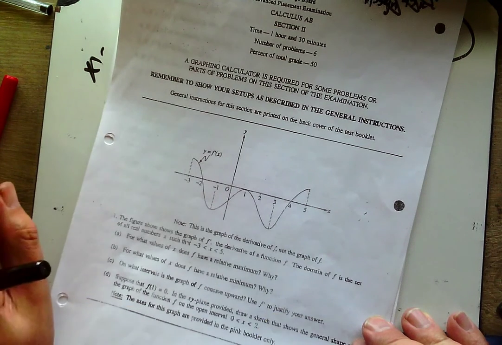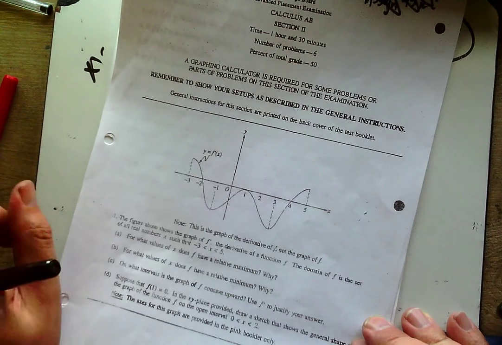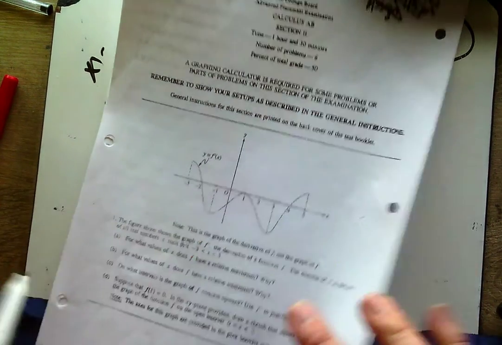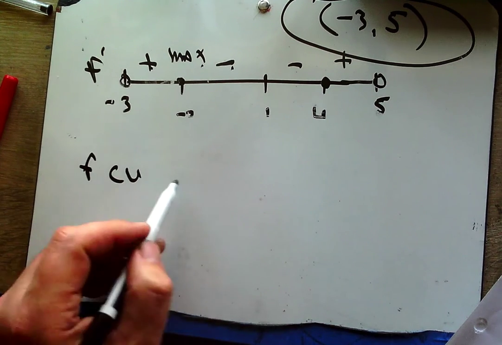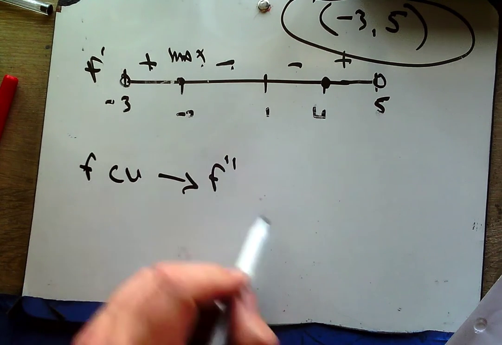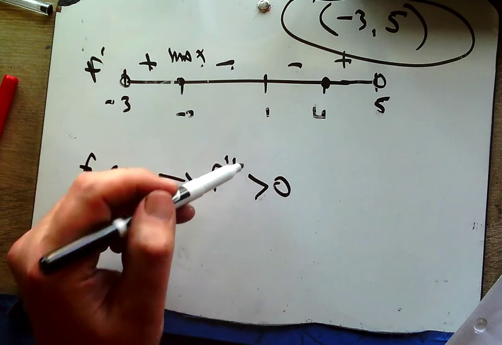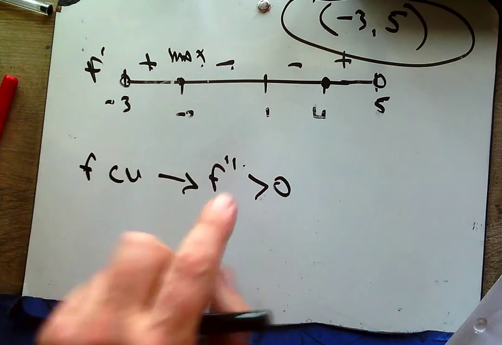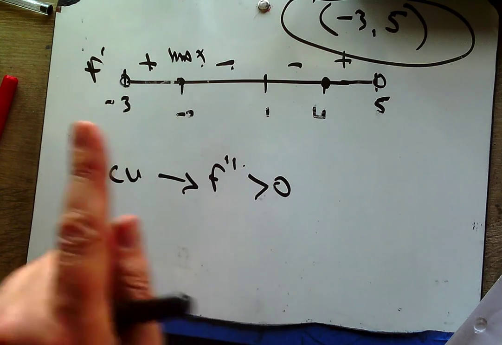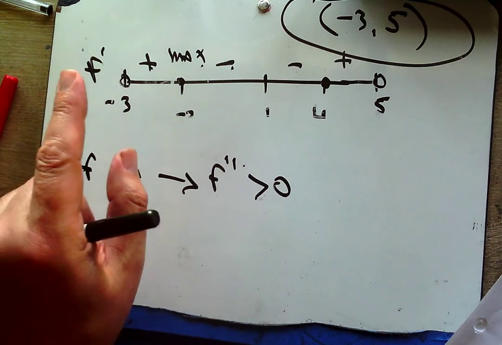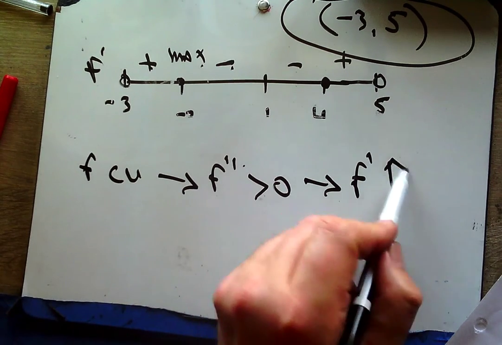Don't say anything about f double prime greater than 0. Or, yeah, no. We have to talk about f prime. So remember, if f is concave up, we know that means that f double prime is greater than 0. But f double prime is simply the slopes of f prime. If f double prime is positive, that means the slopes of f prime are positive. And if my function has positive slopes, then I know f prime is increasing.